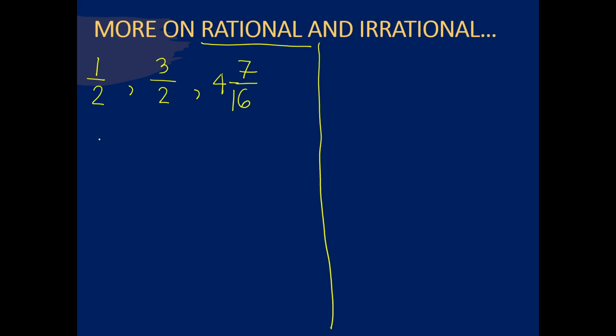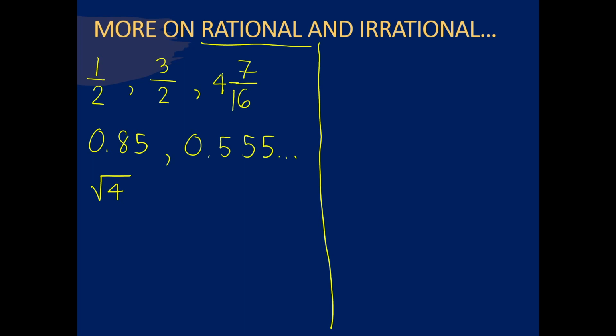Okay, this time. This one. 0.85. Is this rational? Yes, because it's a terminating decimal. 0.555. Rational. Okay.